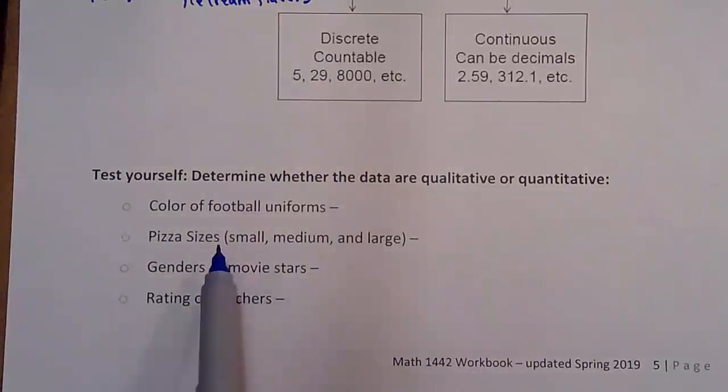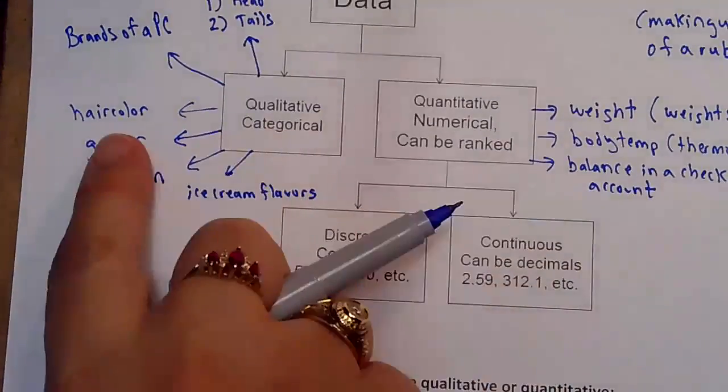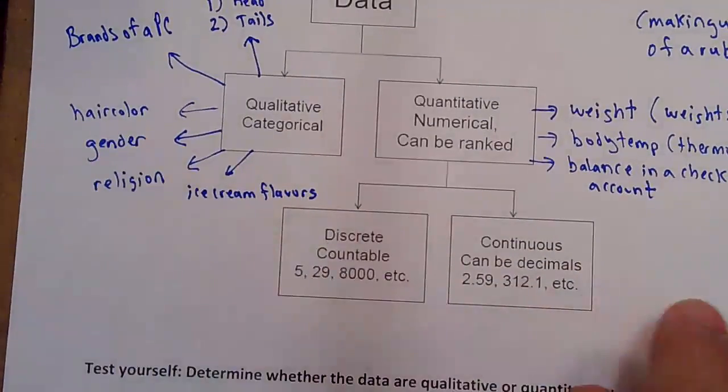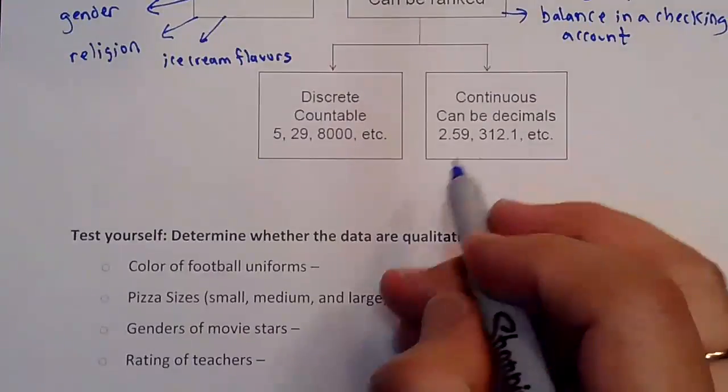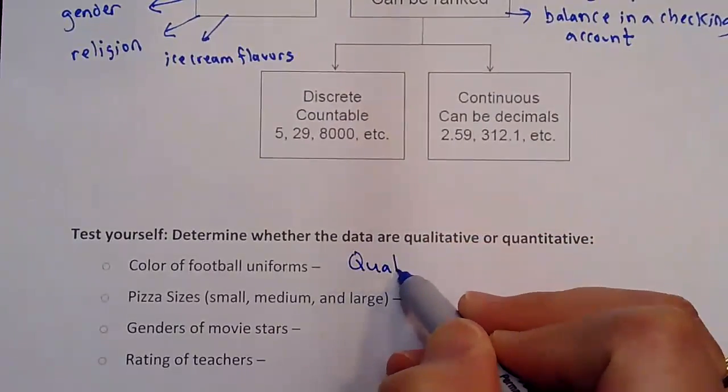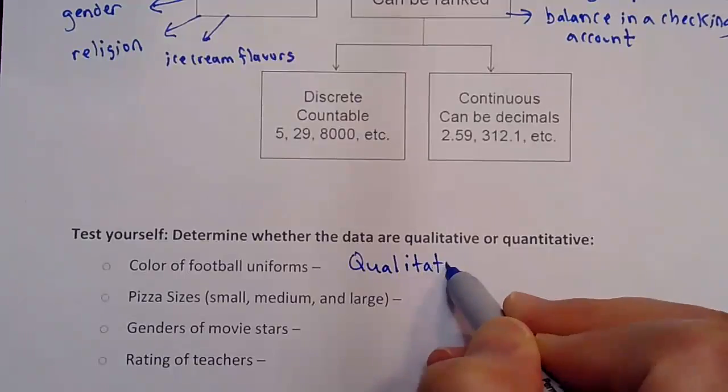Okay, so let's see. So color, remember we talked about hair color, anything with color. So here's color of uniforms, of football uniforms. So you see, that would be an example more of qualitative because anything that has to do with color would be considered more qualitative as opposed to quantitative.